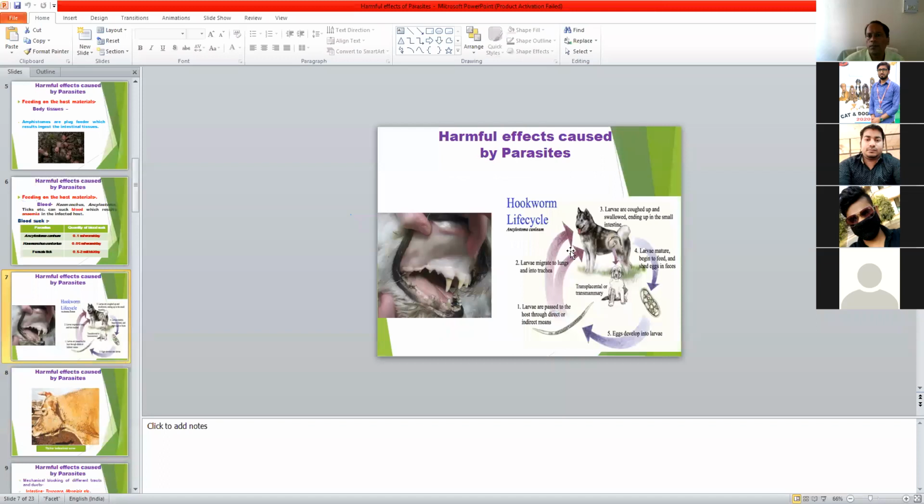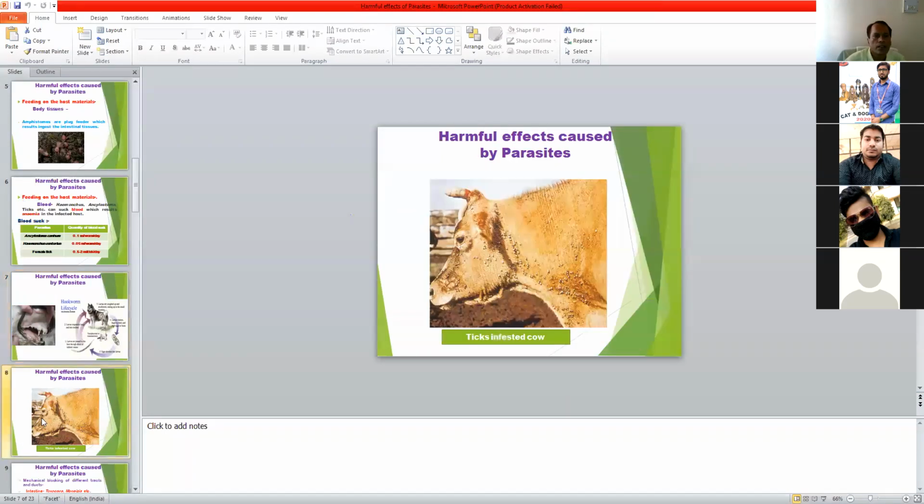This is the hookworm, which is a voracious bloodsucker. The infected host becomes anemic. This results in pale buccal mucosa. Then a tick-infested cow. A tick is a bloodsucking ectoparasite which results in anemia in the host.